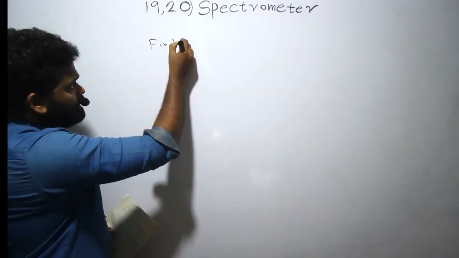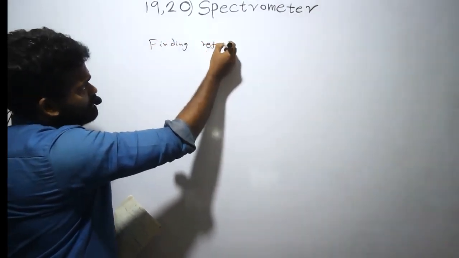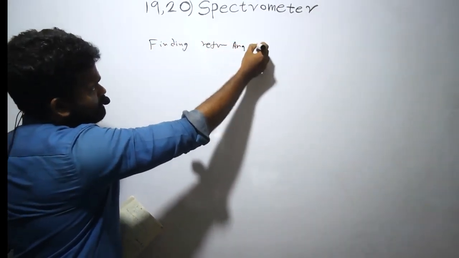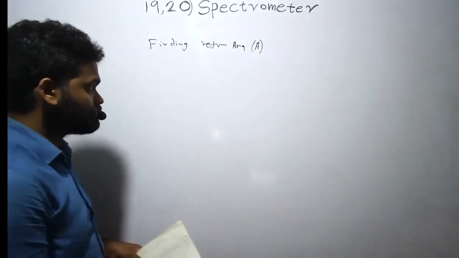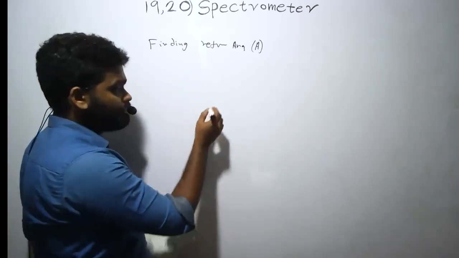Write the topic: finding the refracting angle, or the prism angle. We call that the prism angle. Write the topic. Okay.